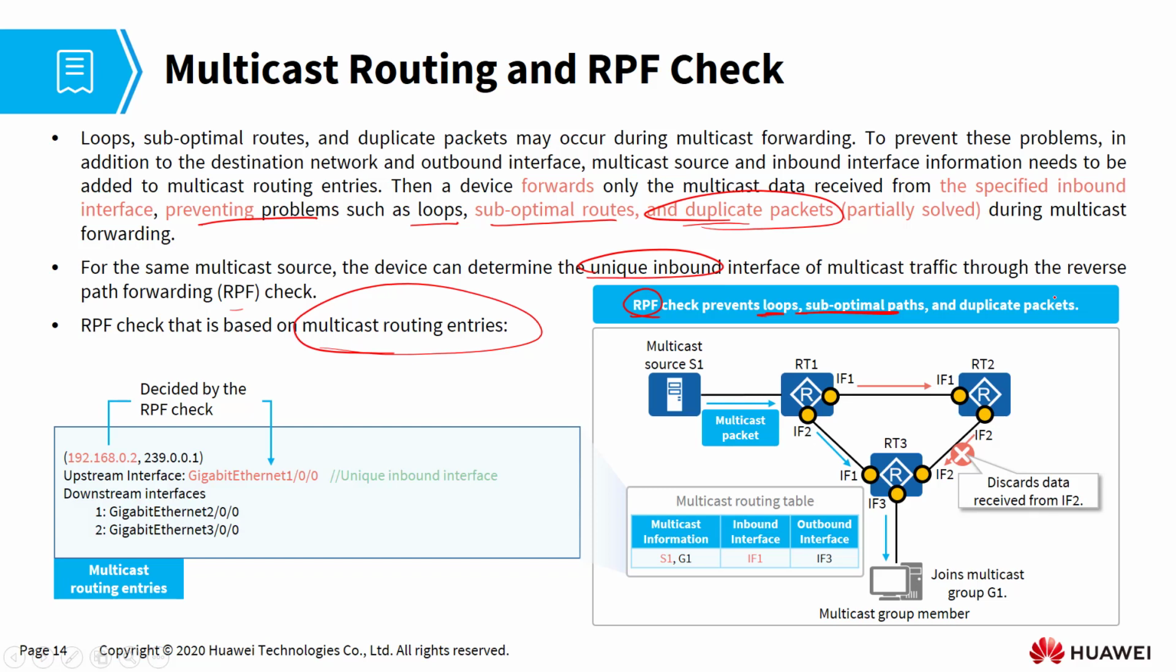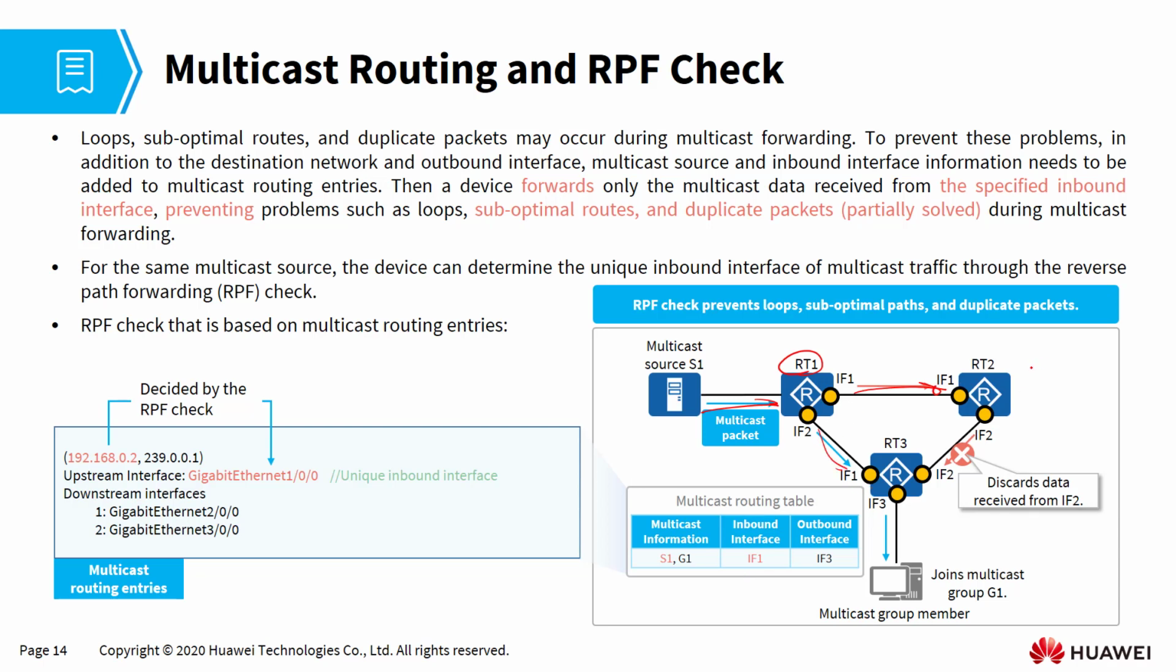Let us look at this topology for a moment. We have multicast source S1, and we have the last hop router that has a multicast routing table. However, this multicast routing table has extra pieces of information. As we've mentioned, it doesn't have just the outbound interface and the group, but it has the multicast source address, and it also has the inbound interface. Why are these extra pieces of information useful? So when router 1 receives the multicast packet from the multicast source S1, it will send the multicast packet out to router 2 and out to router 3.